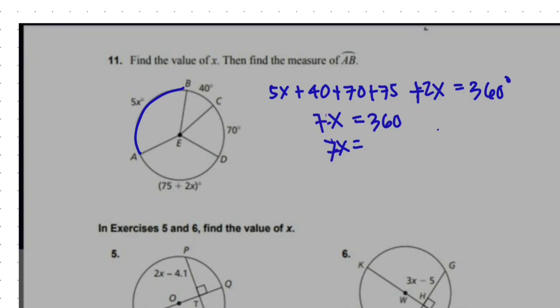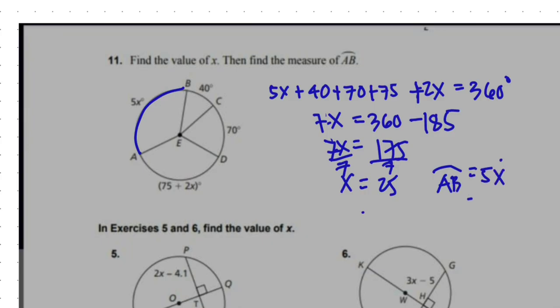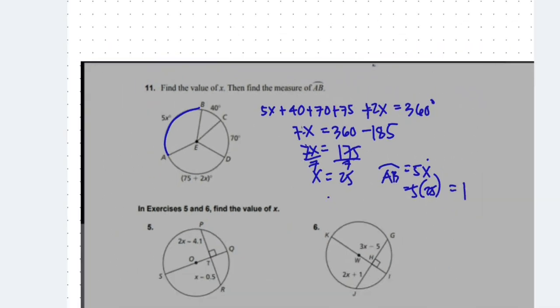So 360 minus 40 plus 70 plus 75. It's 185. That's 175. Then divide by 7. X is 25. Did you get that? Okay, and then AB. It's going to be 5 times 25, which is 125 degrees.